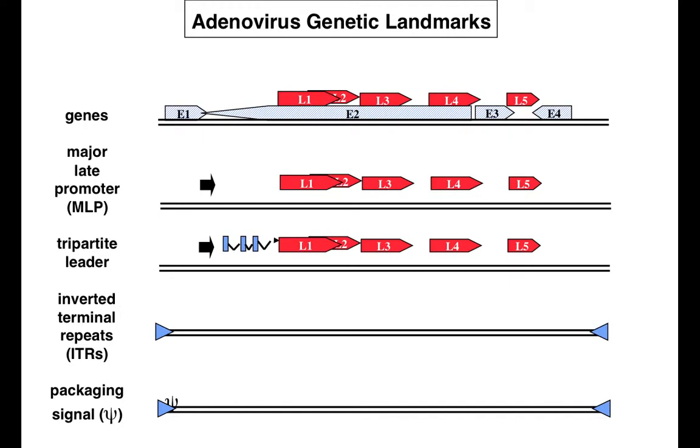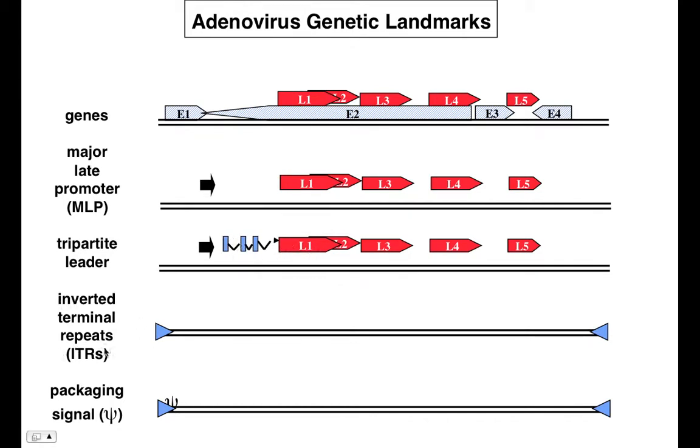Alright, so there are a couple of genes, E1 through E4, L1 through L5. This E1 gene is going to turn out to be very important. So there's a major late promoter, which means that late genes are under its control. It has a tripartite leader. It's not important to know, for our purposes, much about that, just to know that they exist and that they're in front of the L genes.